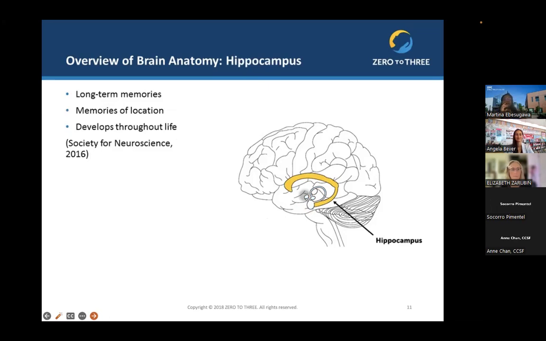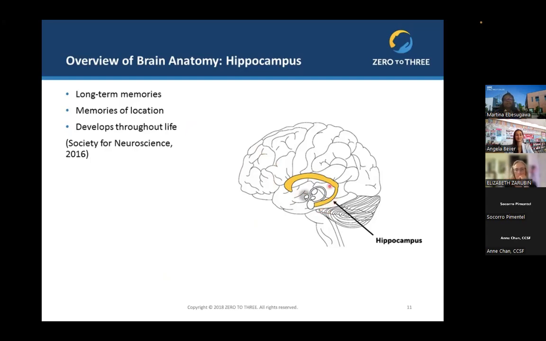And then the hippocampus is very curious because it has to do with long-term memories, and it's shaped like a seahorse. It also has to do with memories of location. One of the things that's really important about this portion of the brain is that if you, for example, are in the parking structure and you're looking for your car, it's your hippocampus that's going to help you remember where your car is at.